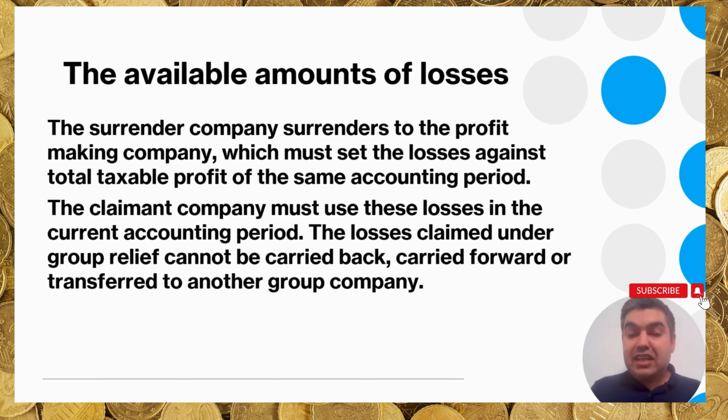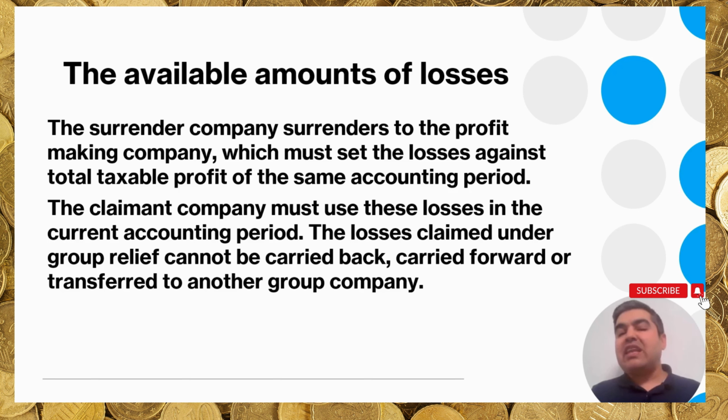Now, remember the rules: the surrendering company surrenders to the profit-making company, which must set the losses against the total taxable profit of the same accounting period. The second line is very important. The claimant company, or the profit-making company, must use these losses in the current accounting period. So the claimant company cannot carry back the losses, carry them forward, or transfer them to another group company. They must use it against the total taxable profit of the same accounting period.